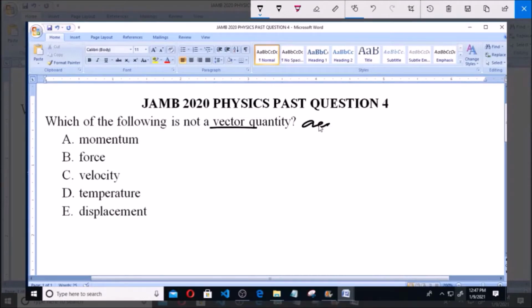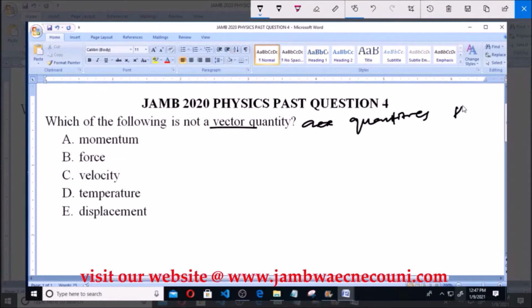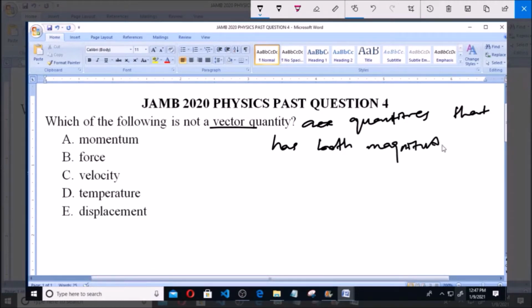Now, vector quantities are quantities that have both magnitude and direction. Examples of vector quantities include momentum. It's a vector quantity because if you look at the definition, momentum is a product of mass and velocity, and momentum takes place in the direction of the force. So there's a direction.